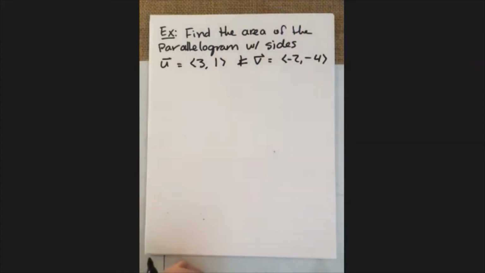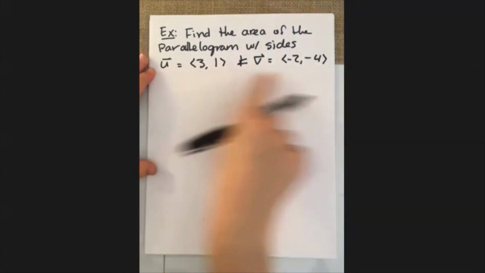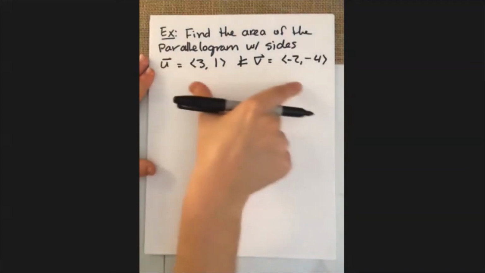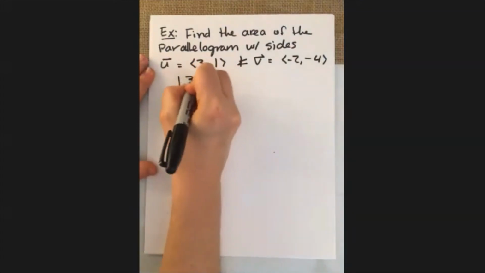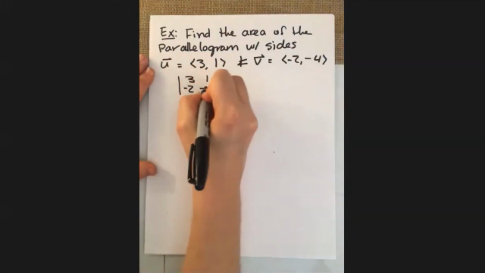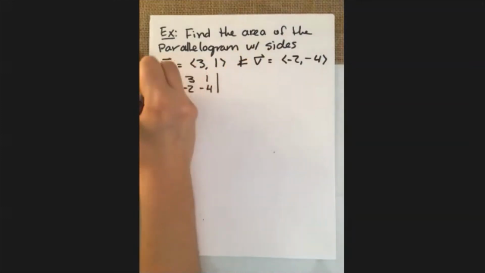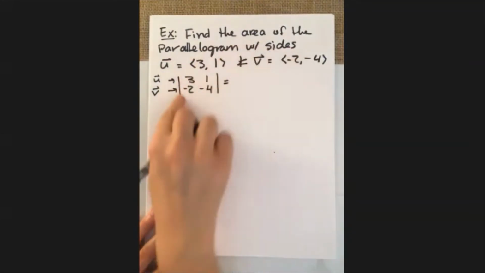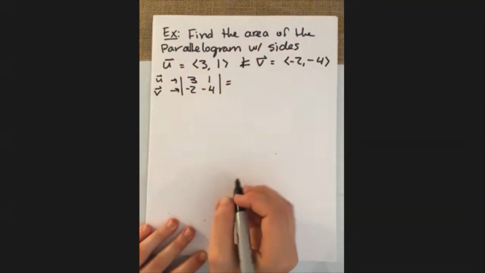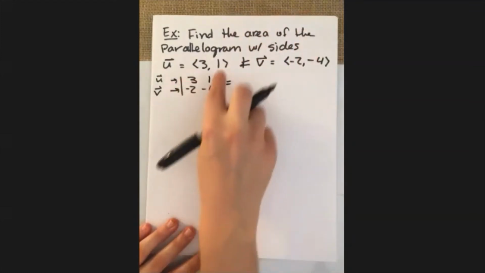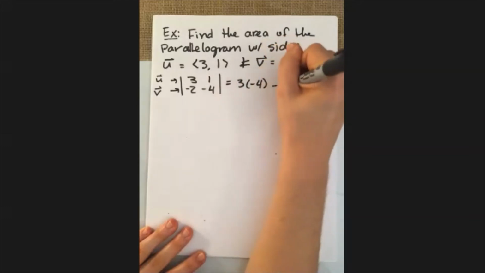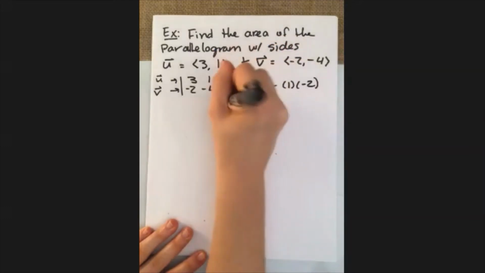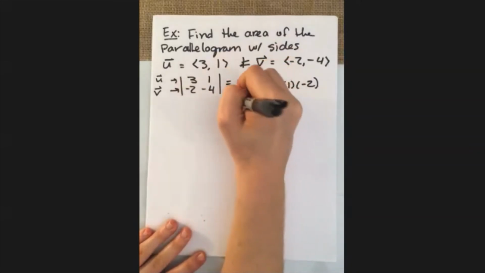So in order to do this, the area is given by the determinant that is created out of these two vectors. So we just stack them into our determinant here: 3, 1, -2, -4. So u went into the first row, and then v is in the second row. And we just take the determinant of this. Since it's just a 2 by 2, we can apply our diagonal rule. So we're going to get 3 times -4 minus 1 times -2. Simplifying that down, you're just going to get -10.